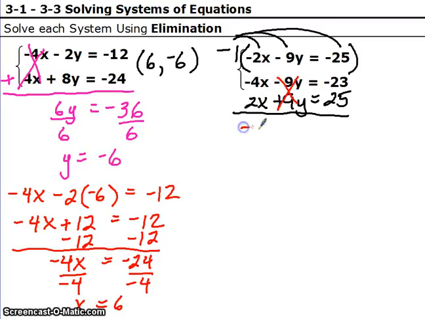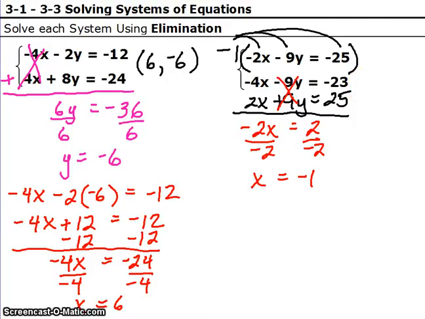Negative 4 plus 2 is negative 2x, and negative 23 plus 25 is positive 2. Divide by negative 2, and you get x equals negative 1. Now, plug it back into one of the original equations. Don't use this one where you multiplied by negative 1. Use one of the originals.